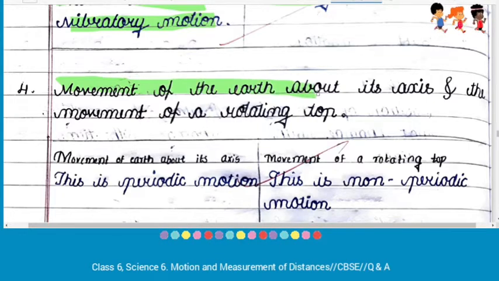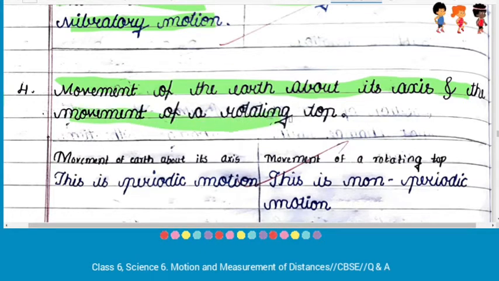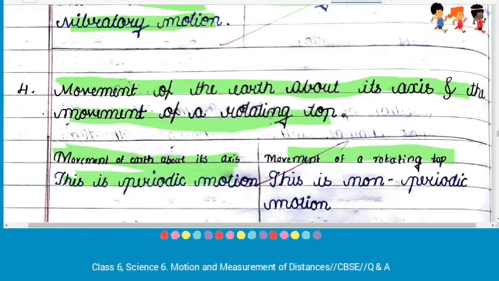Movement of the earth about its axis and the movement of a rotating top. Movement of the earth about its axis is a periodic motion, whereas movement of a rotating top is non-periodic motion.